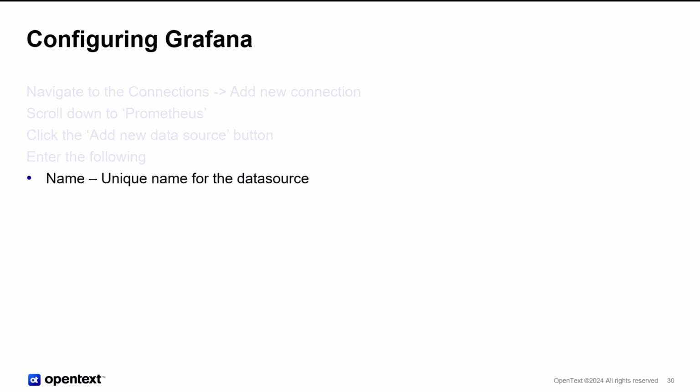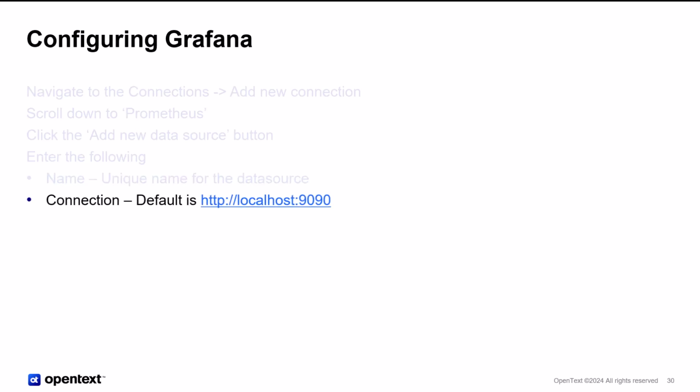Now to configure Grafana. Navigate to the Connections menu and click on Add New Connection. Scroll down through the data sources to Prometheus. Click the Add New Data Source button. Enter the following. The name is a unique name for this data source. The default connection is localhost:9090, but it will point to wherever you've got Grafana installed.